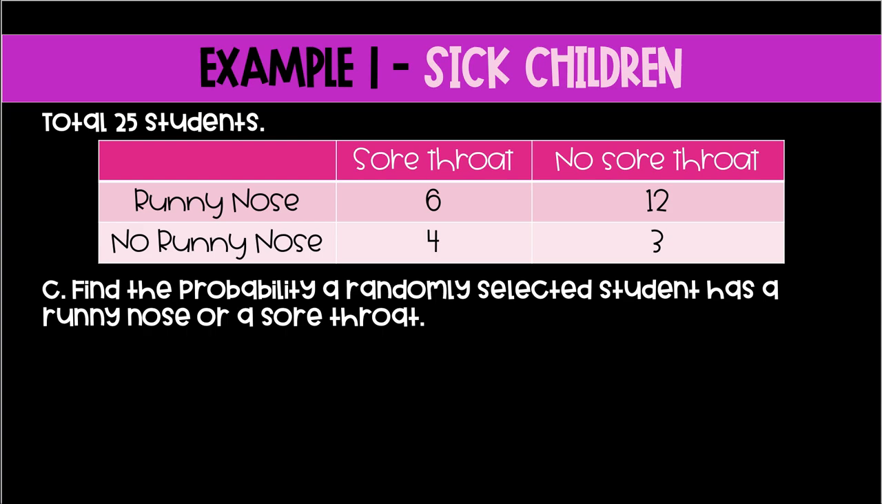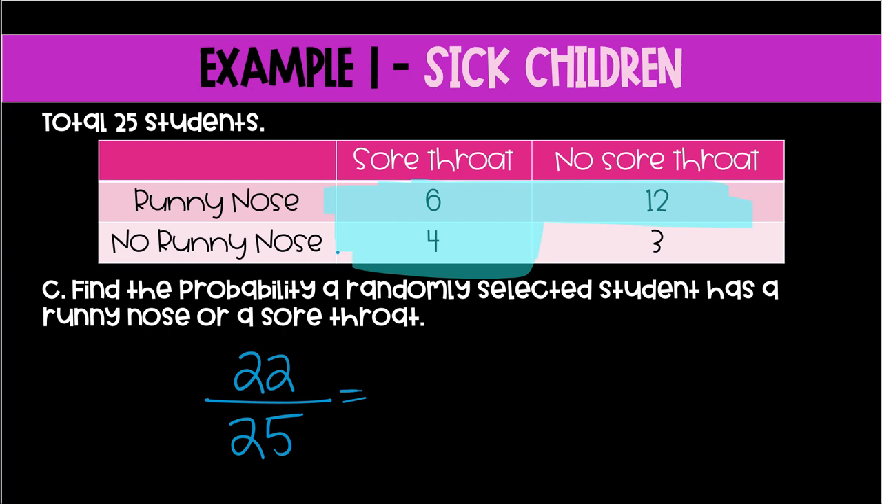If we want to find the probability of selecting a random student having a runny nose or a sore throat, that could be any of the students that have a sore throat or any of the students that have a runny nose. We have a total of 22 students, which would be what we want, out of 25 in total. If we divide 22 by 25, we get 0.88. Sorry, 0.88, which is 88%.